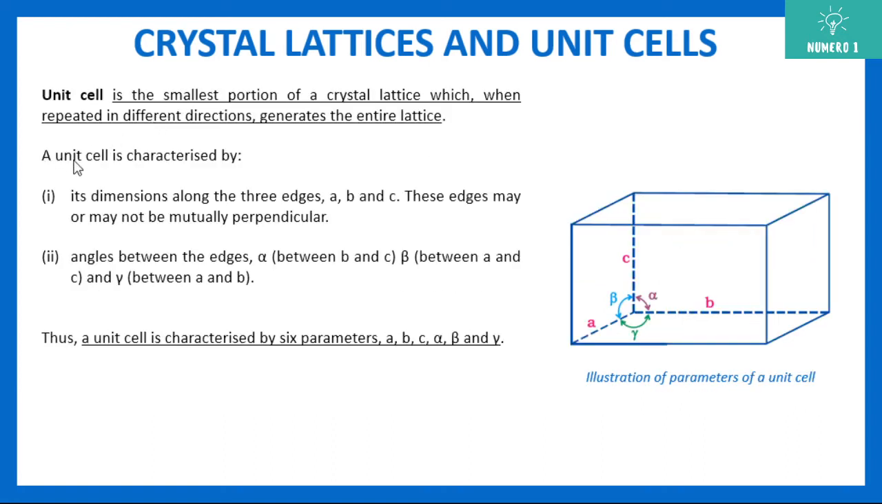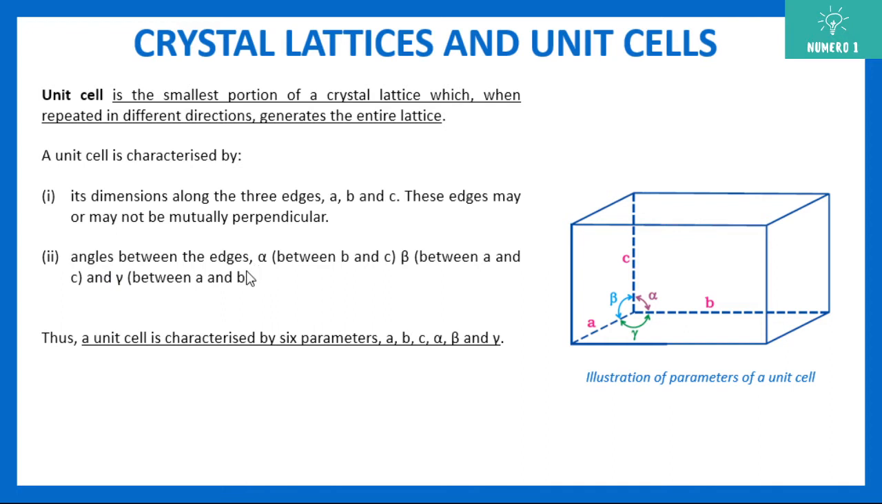So a unit cell is characterized by the following points. The points are actually its dimensions along the three edges, that is A, B and C. You can see this A is the length here, this B is the other length, and C is the third length. And they may or may not be mutually perpendicular. It's not compulsory that they are mutually perpendicular to each other.